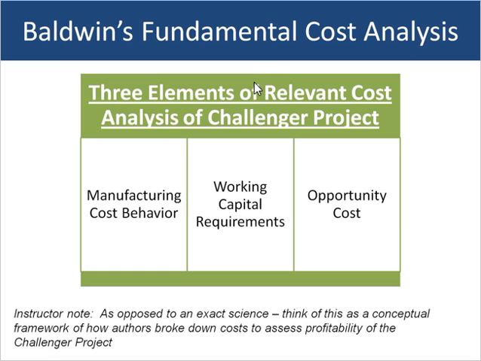There are three buckets in conventional cost analysis when you think about it. The first one is the manufacturing cost, the second one is working capital requirement, and the third is the opportunity cost. This is something you may have already been exposed to. This is basically revenue minus all the different types of costs that you are going to incur to put this particular product together.